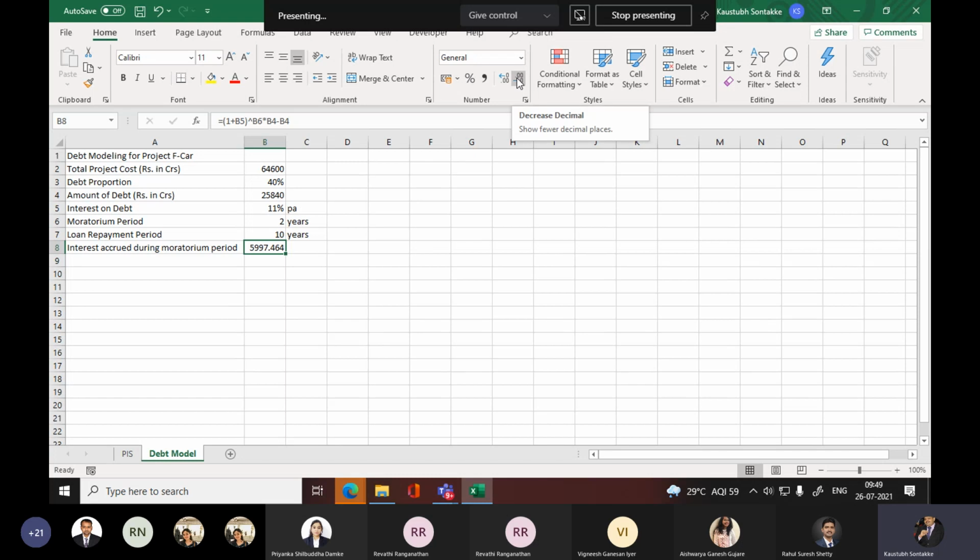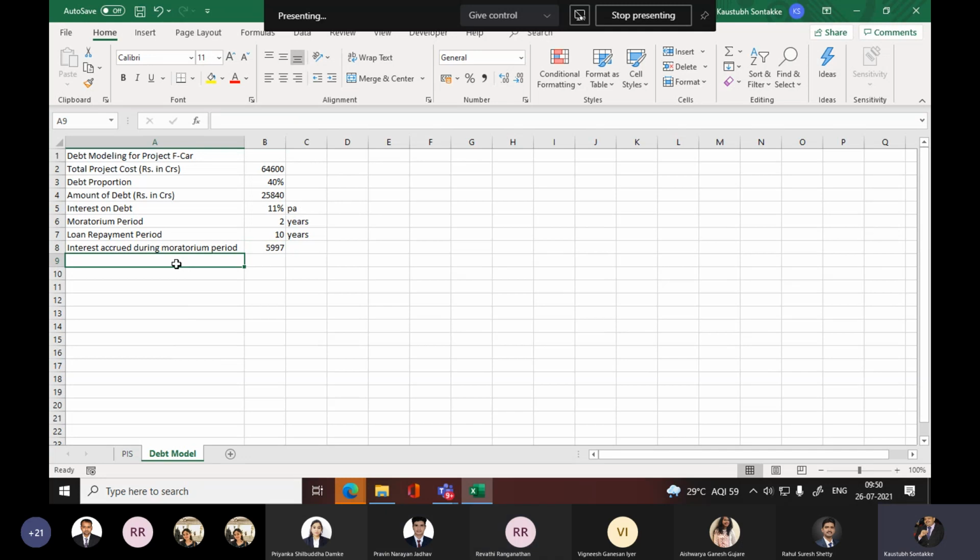Okay, we may remove the decimal points. So I'm getting the interest accrued during moratorium period as 5,997 crores. Is this clear? Interest accrued during moratorium period? Everybody? Yes, sir.